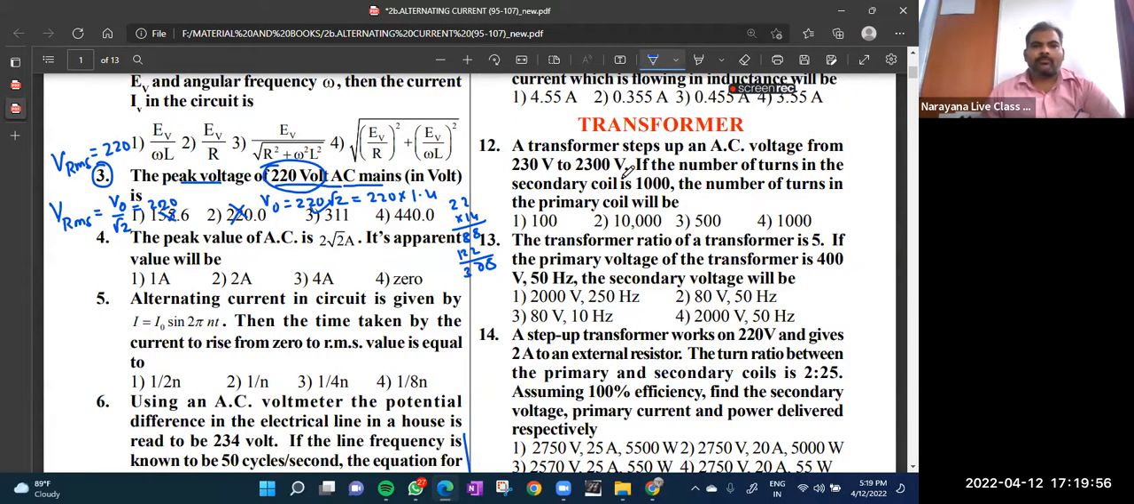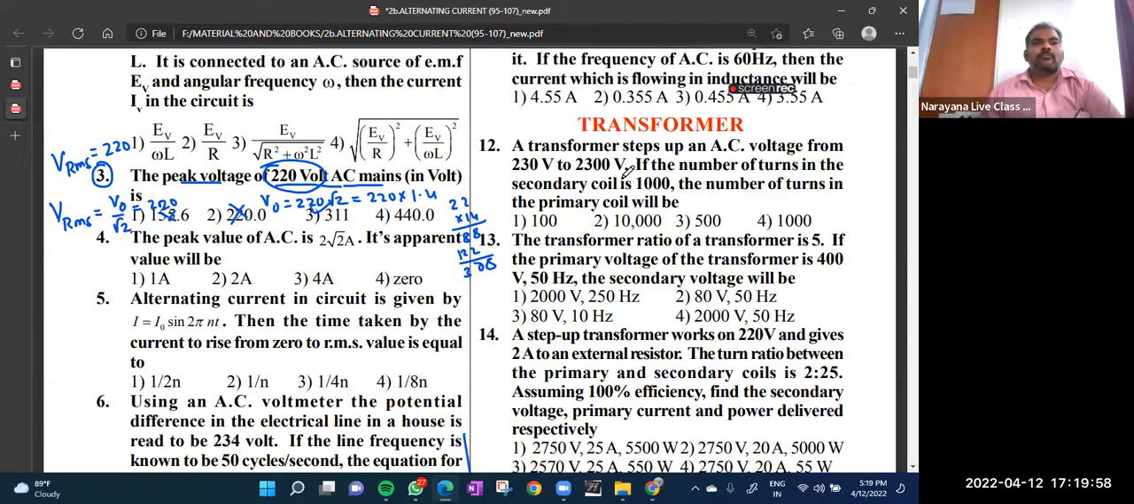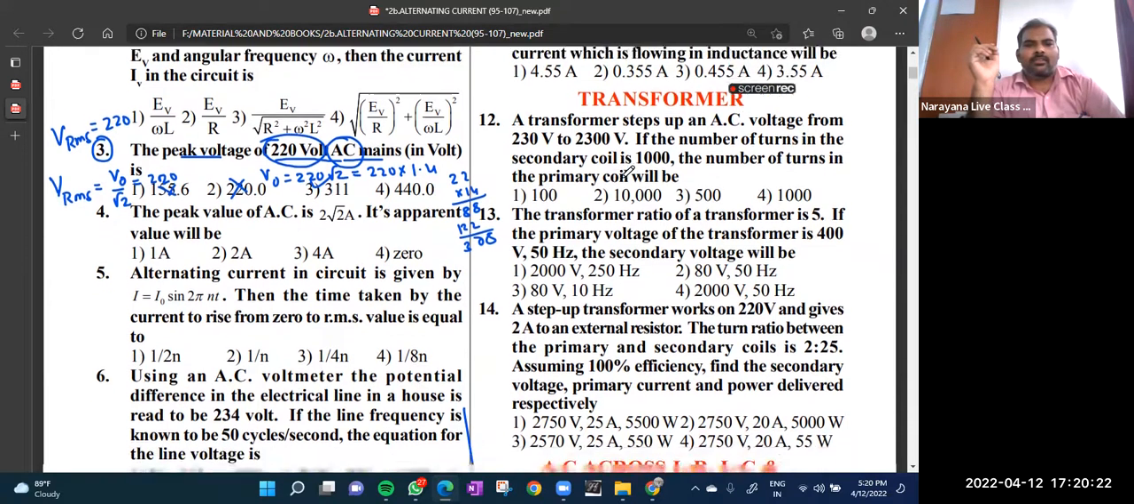Sir, how is VRMS 220? Any AC voltage is measured in RMS voltage. That is the final conclusion. That is RMS voltage only. Any AC device, whatever readings are written, those are all RMS values only: RMS current and RMS voltage. Okay.